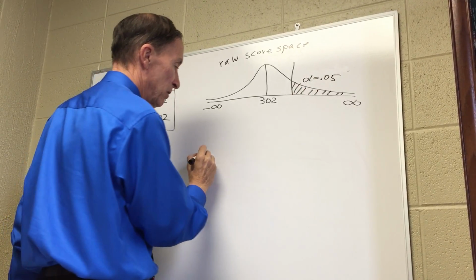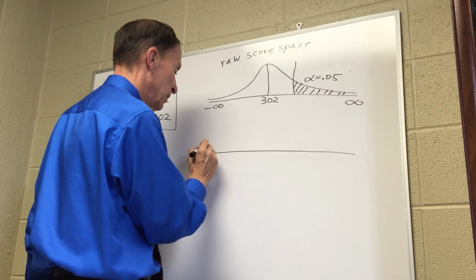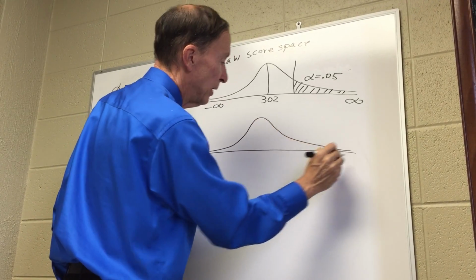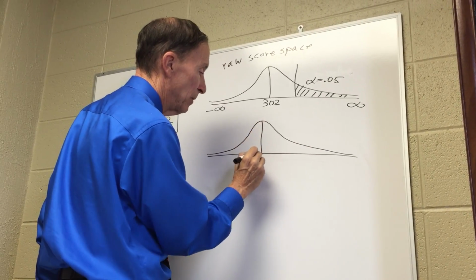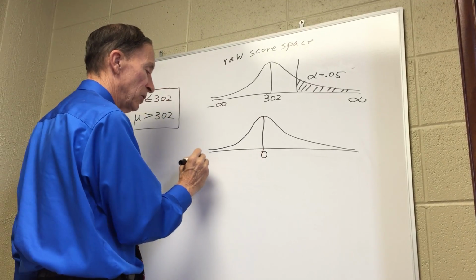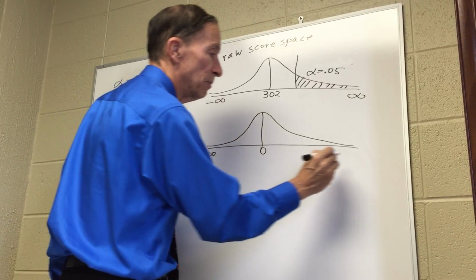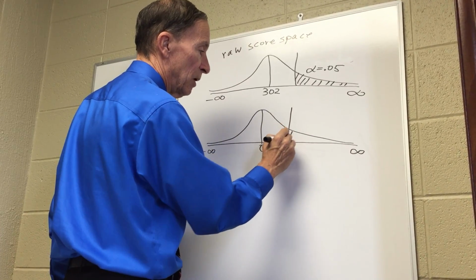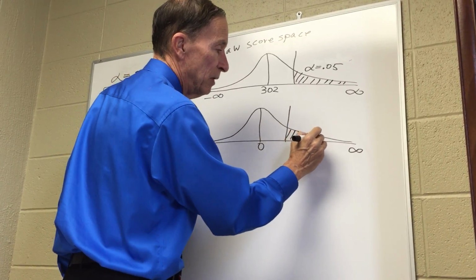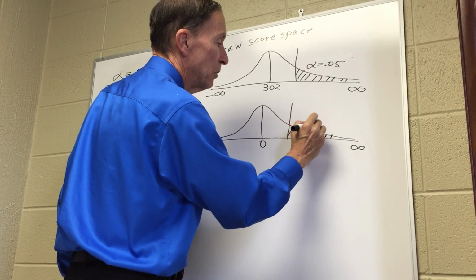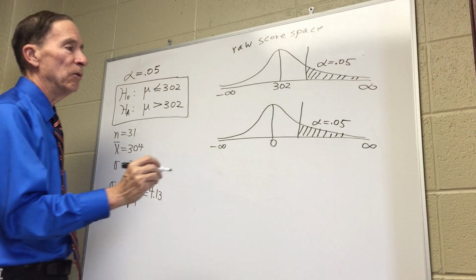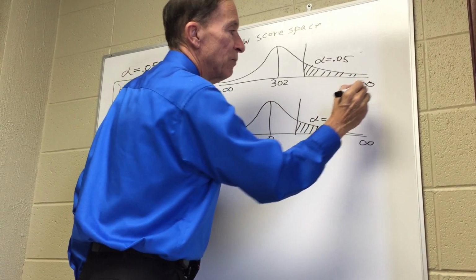Then we want to look at standardized space, because we can't go from raw-score space directly to probabilities. We have to go via standardized space. Standardized space is always centered around 0. We go from minus infinity to plus infinity, and we also have some cutoff, some critical value, that gives us an alpha of 0.05 in the tail.